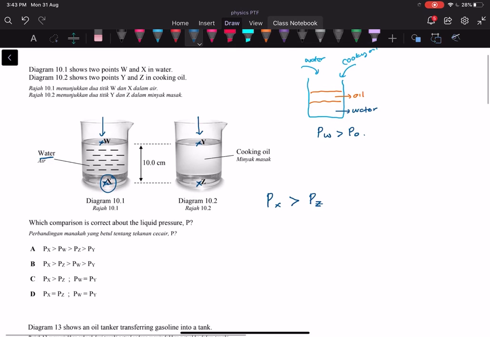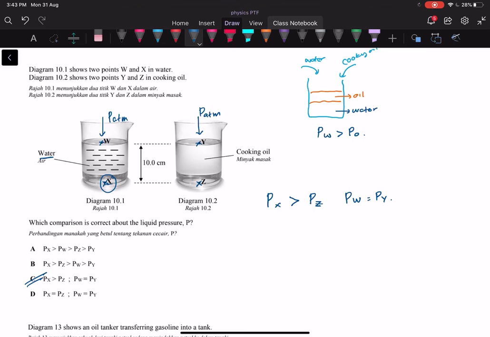What exerting pressure in W and Y is the tekanan atmospheric. Atmospheric pressure is exerting pressure on both W dengan Y ni. Liquid dia kat bawah, so tak ada kaitan langsung untuk titik W dan Y ini. Maka tekanan atmospheric untuk kedua-dua W dan Y adalah sama, maka W is equals to Y. Jawapan mana paling betul dekat sini? Maka C adalah paling betul.